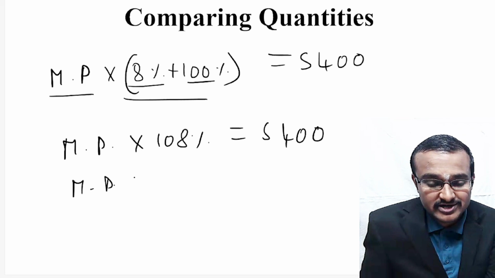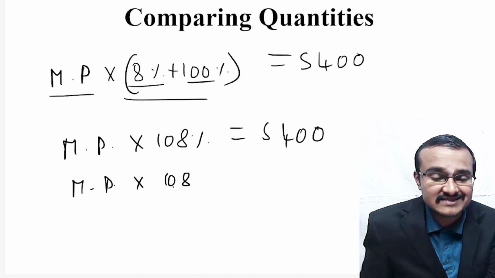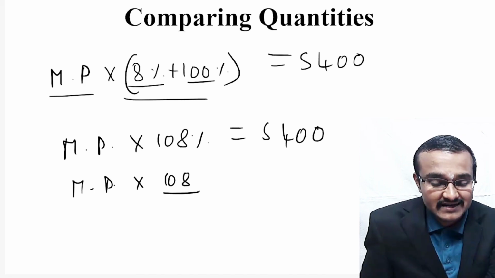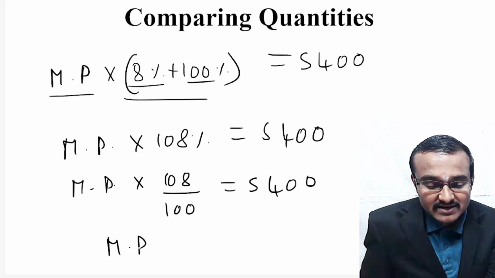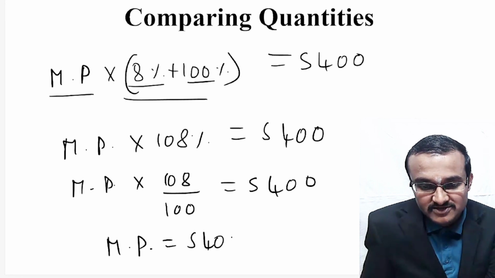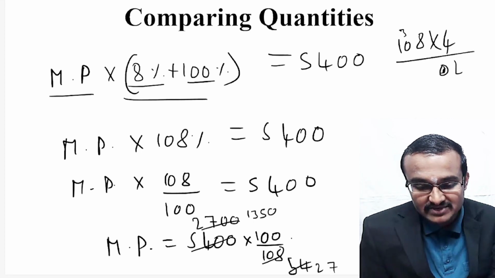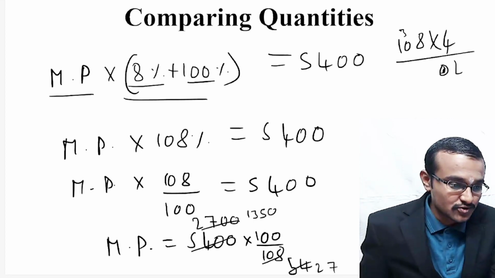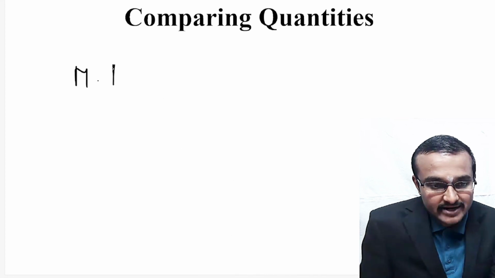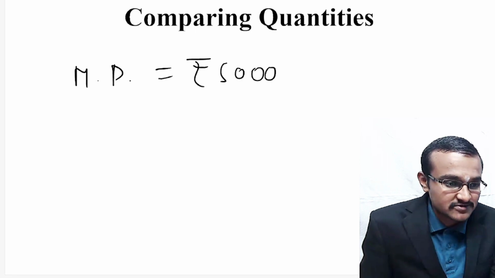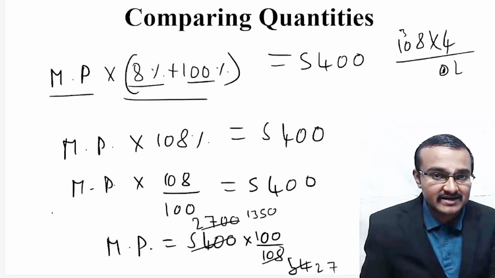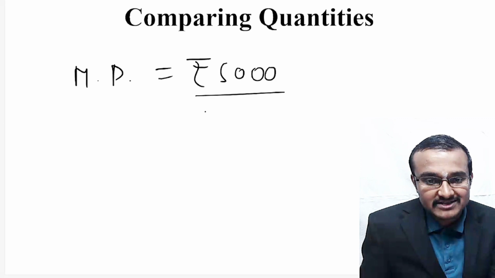So before taking to RHS, you can write percentage as a fraction, that is, you divide by 100. So it will become 108 by 100 into market price is equal to 5400. So the market price will be equal to 5400 into 100 by 108. So that will be 5000. So the market price of this particular product is rupees 5000. When you solve 5400 into 100 by 108, you got 5000 rupees.